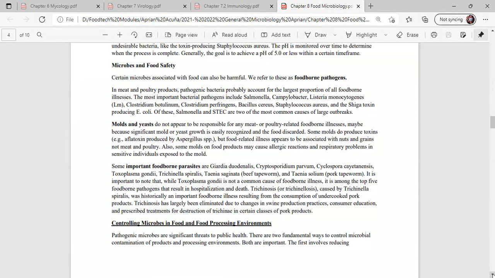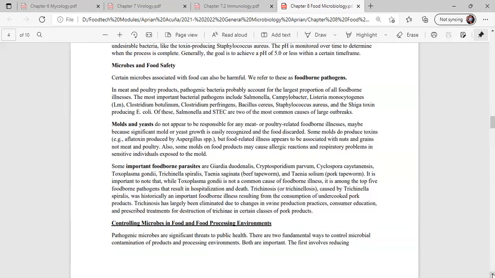Some important foodborne parasites are your Giardia duodenalis, your Cryptosporidium parvum, your Cyclospora cayetanensis, your Toxoplasma gondii, your Trichinella species, Taenia tapeworms, and also the tapeworm in pork, which is your Taenia solium. It is important to note that while Toxoplasma gondii is not a common cause of foodborne illness, it is among the top 5 foodborne pathogens that result in hospitalization or death.